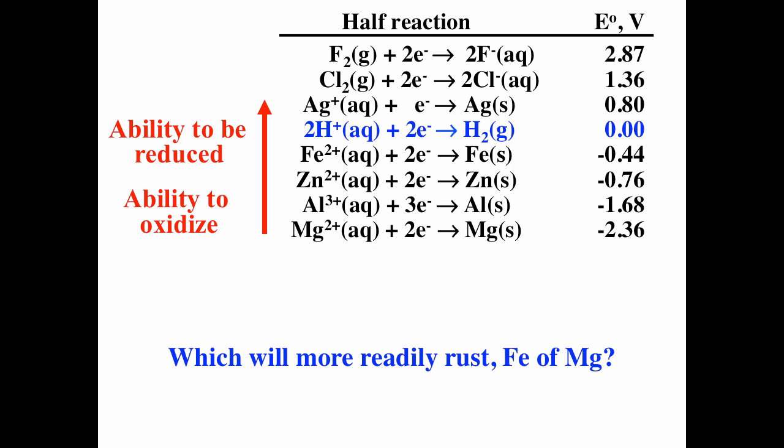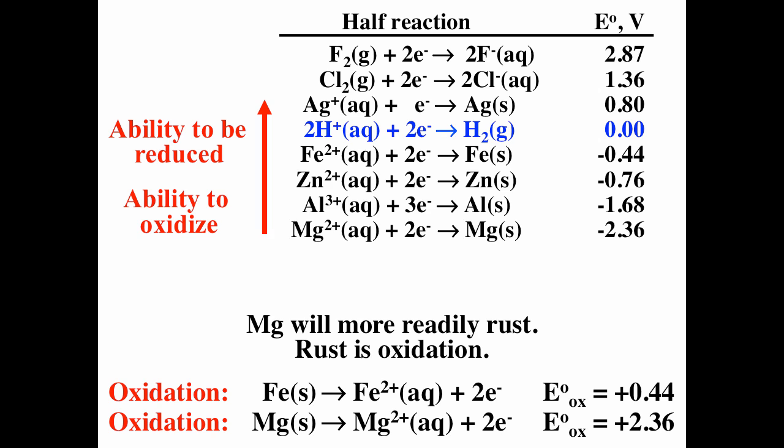One question you could be asked is, which will more readily rust, iron or magnesium? Now, when metals react, they tend to lose electrons, so that means they tend to get oxidized. And so we need to look at the oxidation potentials for the iron and the magnesium. If we take the reduction potentials and swap them, we get the oxidation potential for the iron is 0.44, for the magnesium it's 2.36. And so a larger oxidation potential means that the magnesium is more readily oxidized, it more readily rusts.